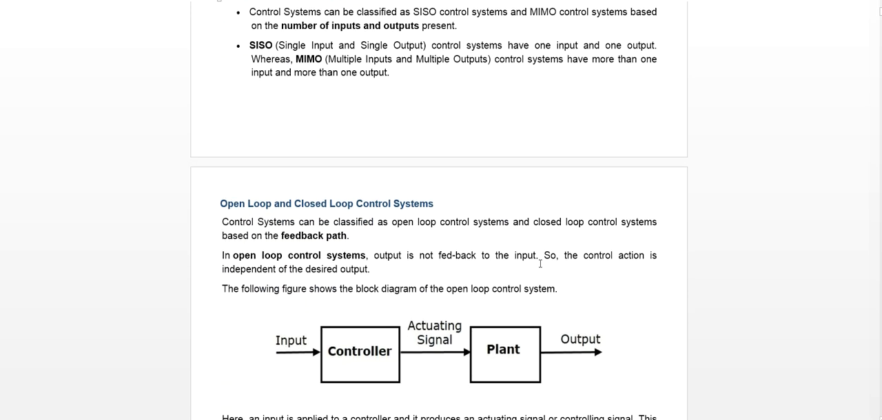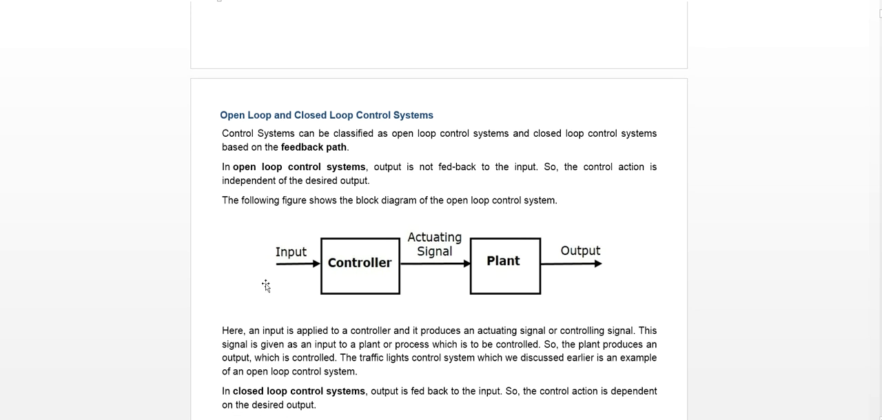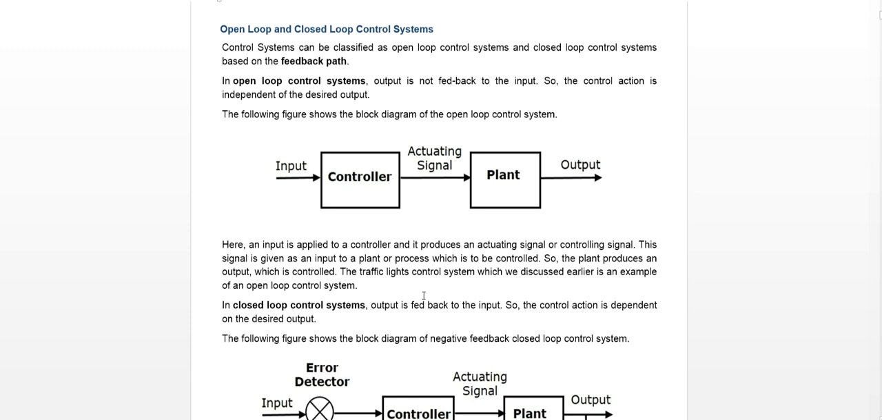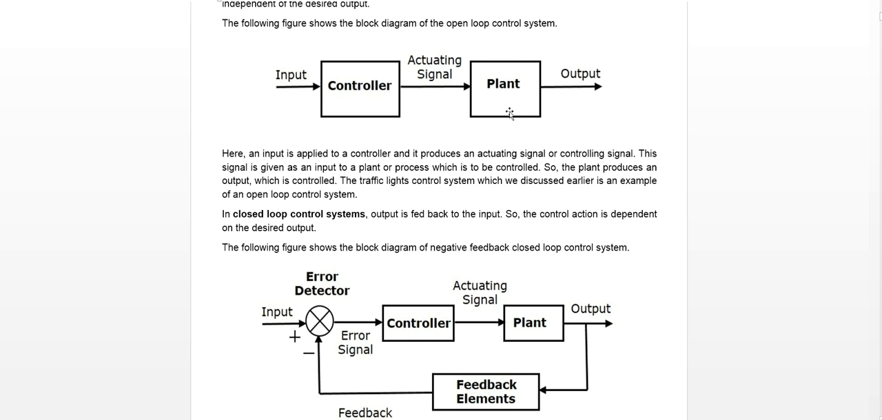Then you also have a classification of control system as open loop and closed loop. If we say open loop, there is no feedback. If we say closed loop, there is a feedback path. For example, here we have an open loop. Input, controller, then the output of the controller is the activating signal, which is the input of the plant, and the plant has the output. We are done with this one.